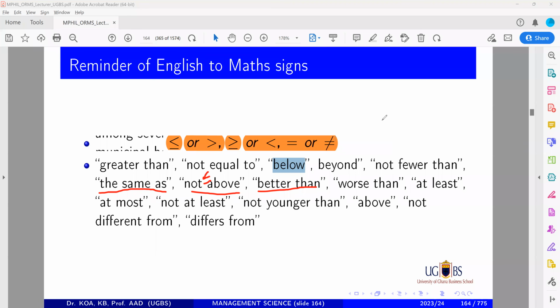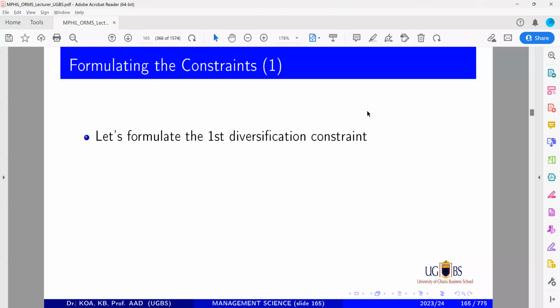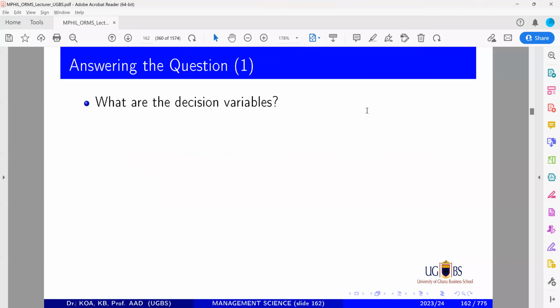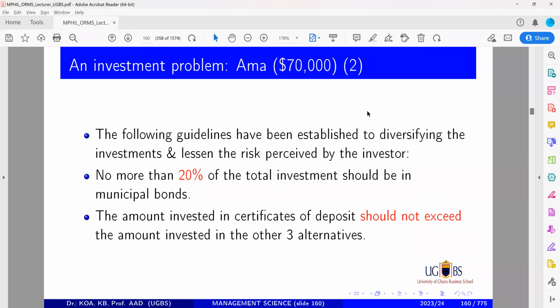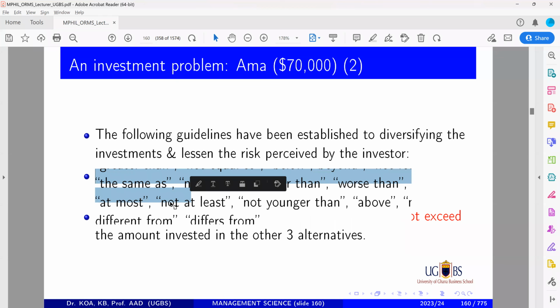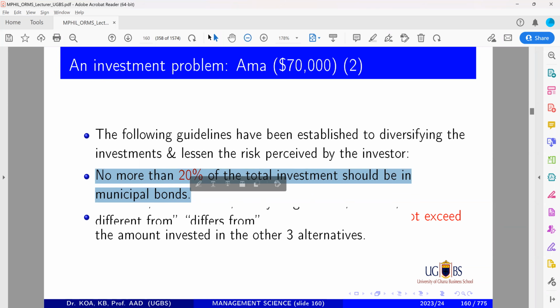Okay guys, you got to know this. Now that you've learned them, I hope you are writing them. Now let's move on to our story. Let's go and formulate the first diversification constraint. And here was the constraint. Look at it. It was given in the story. It says that no more than 20% of the total investment should be in municipal bonds.